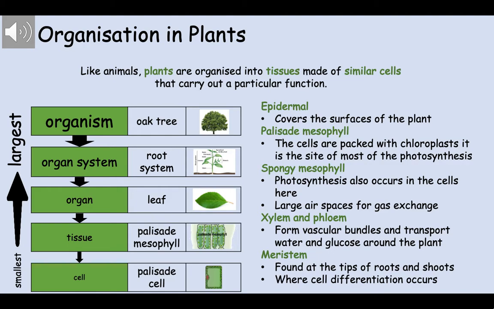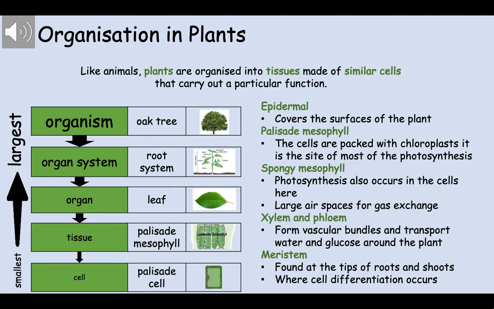All the palisade cells are found in an upper layer of the leaf called the palisade mesophyll layer, and that's where all the palisade cells are lined up near the top of the leaf, not the very top, but near the top of the leaf, because that's where they're going to get access to the most sunlight for photosynthesis. Again, the organ that we're talking about here is the leaf.